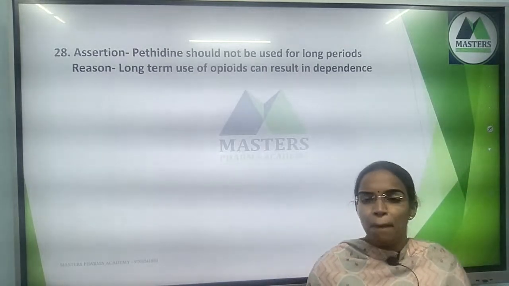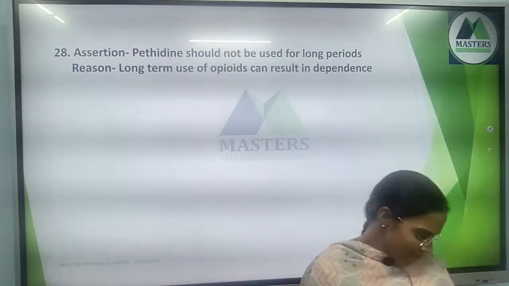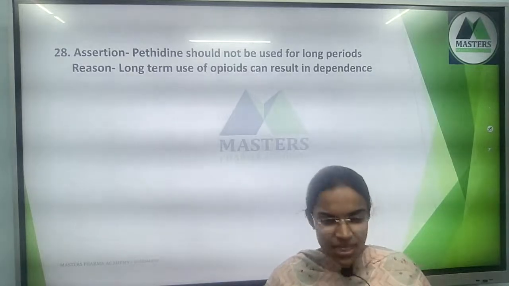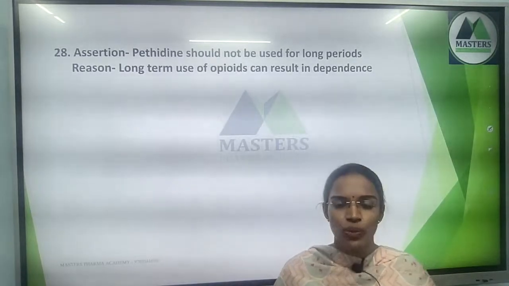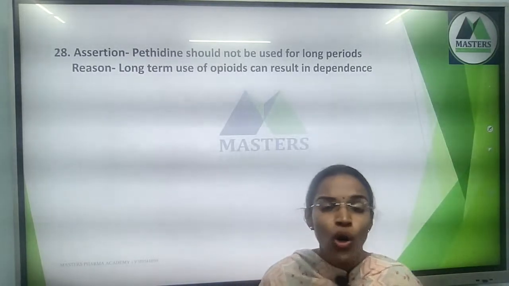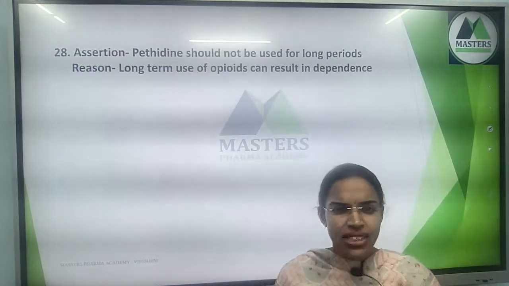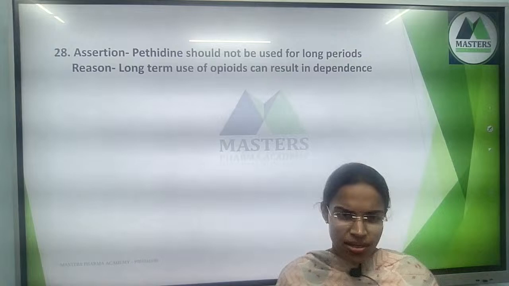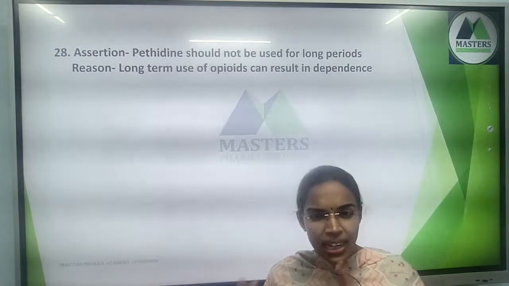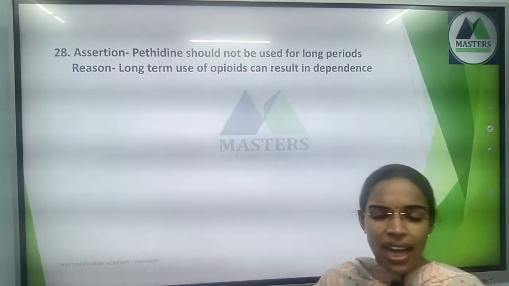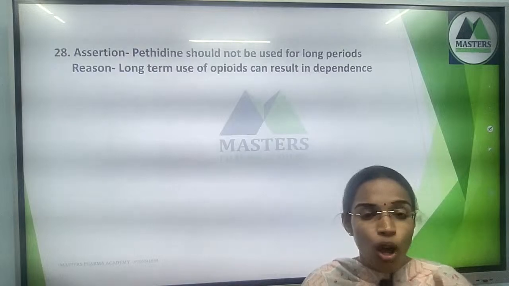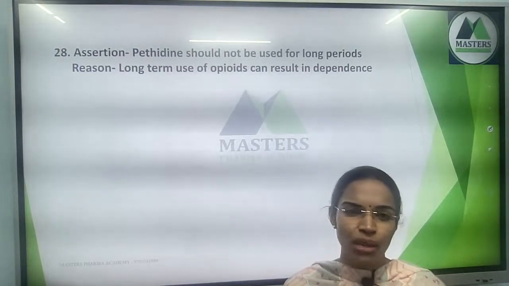Please answer. Yes, it is an opioid analgesic. Right, very good. True. Pethidine is an opioid analgesic. The assertion is it should not be used for long periods. Reason: long-term use of opioids can result in dependence.